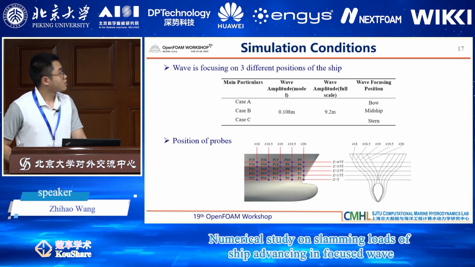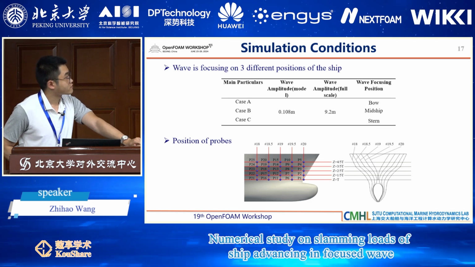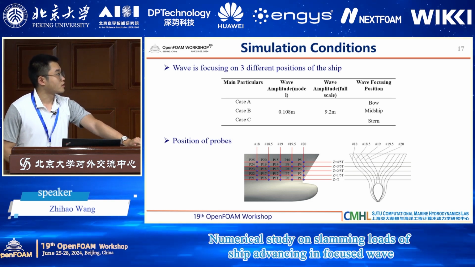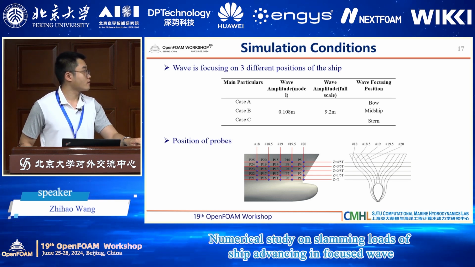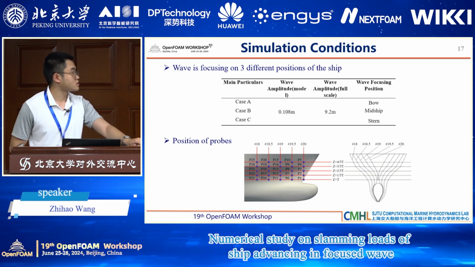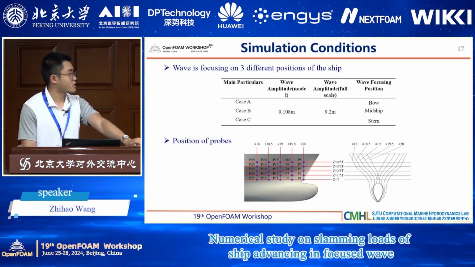In the simulation condition, the wave is focusing on 3 different positions of the ship: on the bow of the ship, the midship, and the stern of the ship. And I put 25 probes to calculate the slamming pressure of the ship.